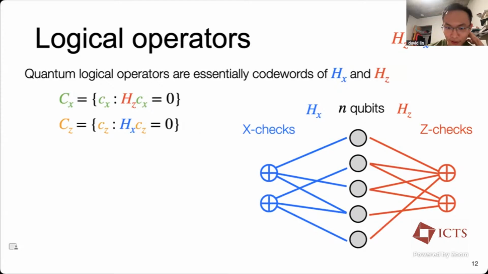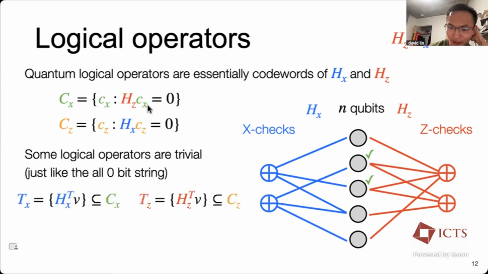But there is one important difference. Here is an example of the logical operator. If you look at the vector 0 1 1 0 0, it satisfies all the Z checks. So far it just looks like a classical code. But an important difference is that in quantum, some of these logical operators are in some sense trivial. Trivial in the sense that the all-zero bit string is sort of trivial.